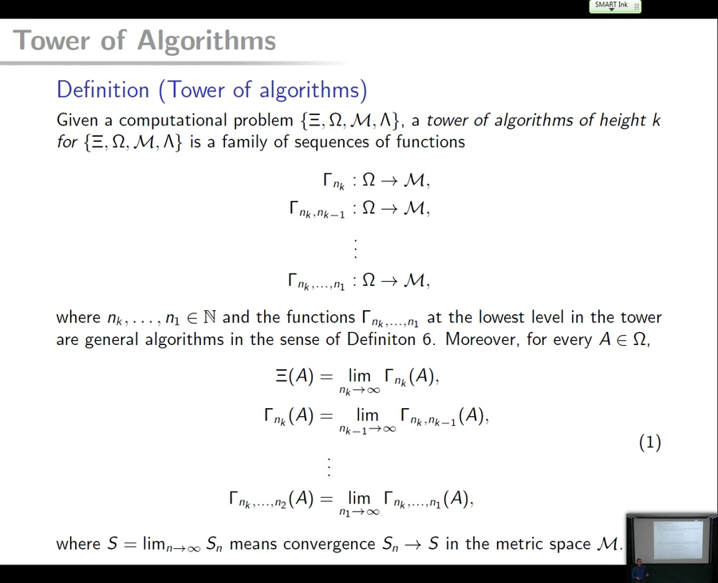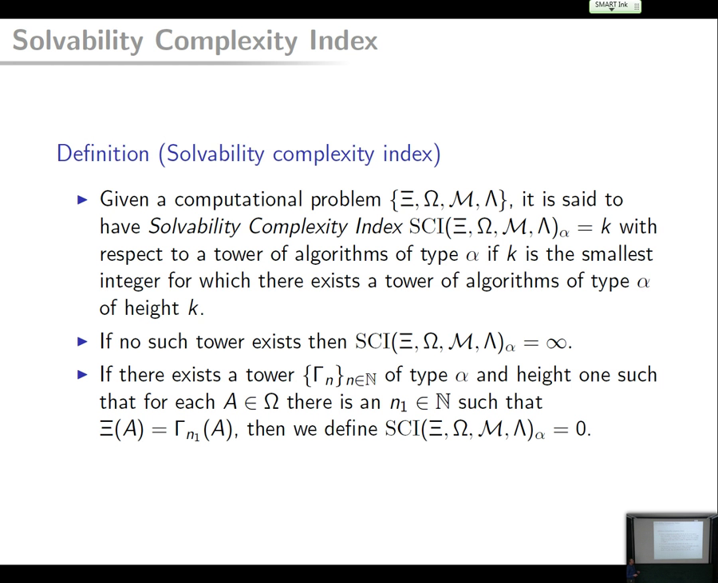Now we define this abstract complexity by saying that the solvability complexity index of some problem, and here what I've done, I haven't specified this yet because it has to be the SCI with respect to a tower of algorithms of type alpha.